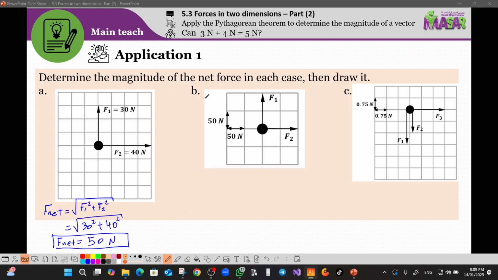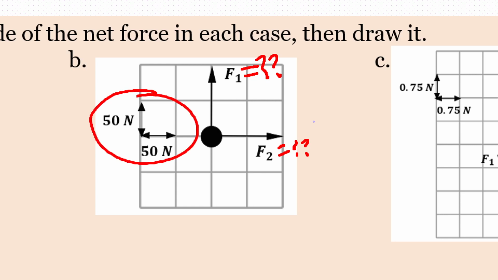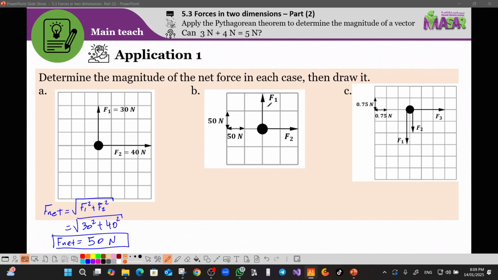Now in part B, we need to find the magnitude again, but this time F1 and F2 are not given. However, by using the grids and the scale provided on the grids, we can find the magnitude of F1 and the magnitude of F2. The magnitude of F1: we have two squares vertically. The scale is 50, so 2 times 50 is 100 Newton. As well for F2, we have two squares times 50, another 100 Newton.